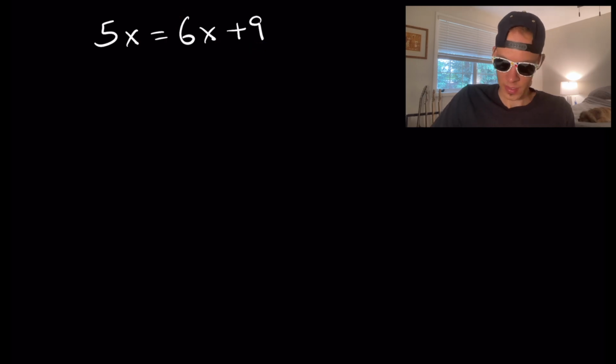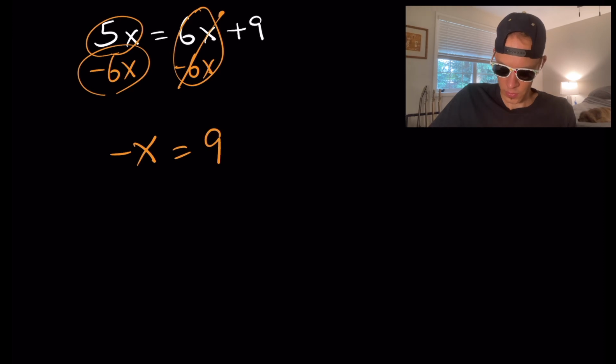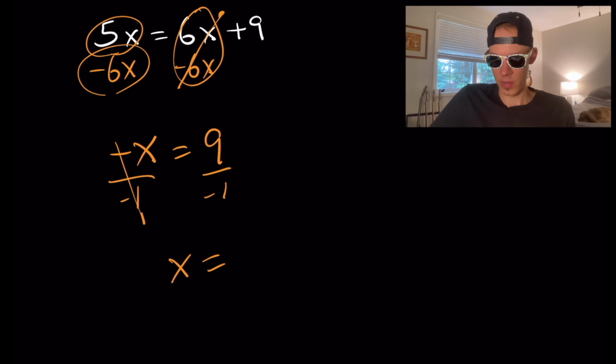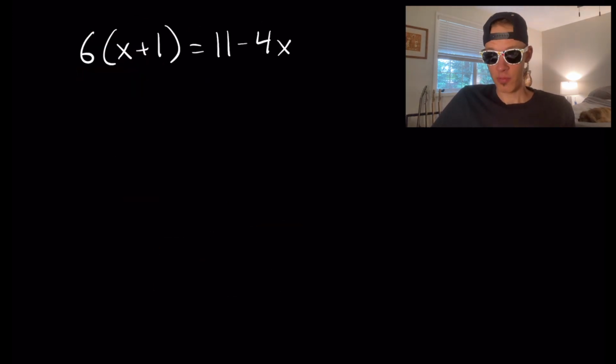So I'll just move this positive 6x to the left side. So I'll do minus 6x and minus 6x. These will cancel, and then 5x minus 6x is going to give me negative x, which is equal to 9. But we want x, and I got a negative in front there. So we'll undo that by dividing both sides by negative 1. Those negatives will cancel out for the x, and we'll have x is equal to 9 over negative 1, which is negative 9.